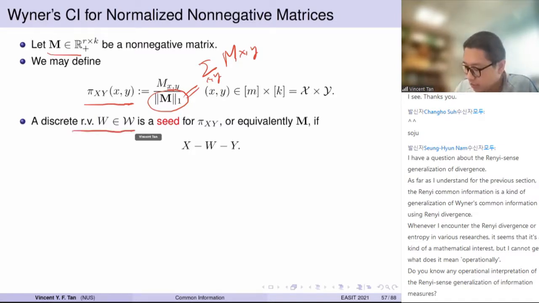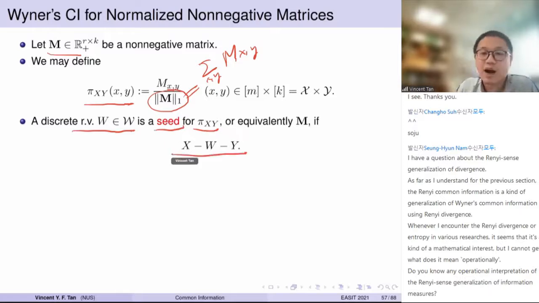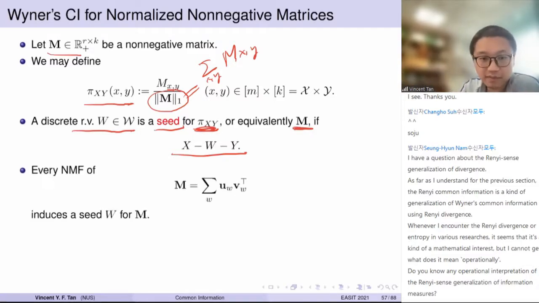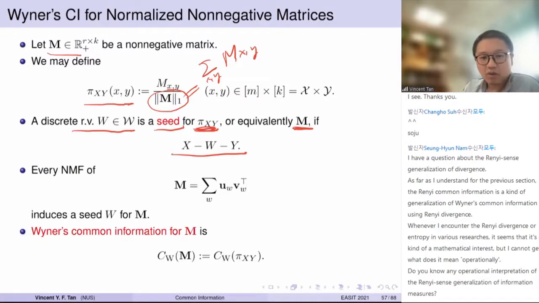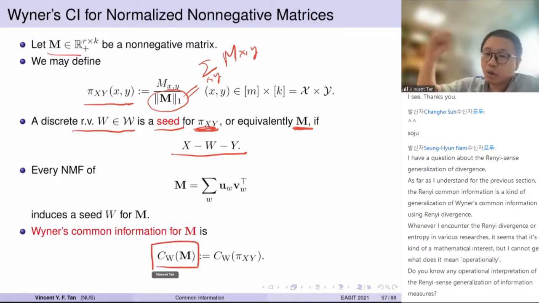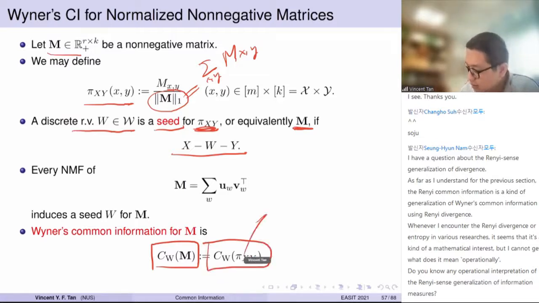We say that a random variable W is a seed or a common random variable for pi xy if it satisfies this Markov chain. So pi xy is essentially equivalent to M, the non-negative matrix, if I get rid of the scale. Then any seed gives rise to a non-negative matrix factorization. How to find this non-negative matrix factorization is in some other tutorial. So we can then define the notion of Wiener's common information for a non-negative matrix as the Wiener's common information for the distribution that is induced from this non-negative matrix.